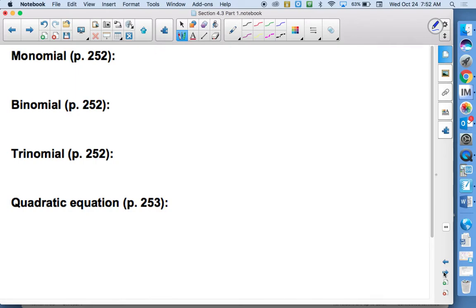So if something is considered a monomial, what is a monomial? So think of the prefix mon. What does mon mean? Julian? 1. So a monomial is just one term.